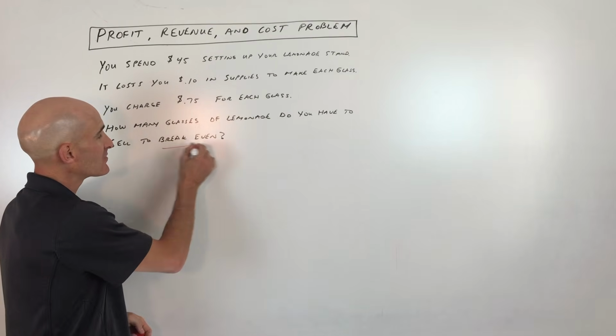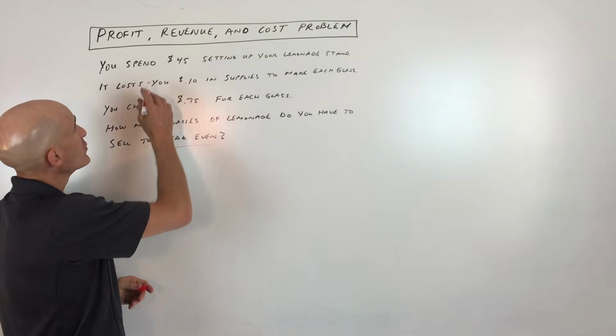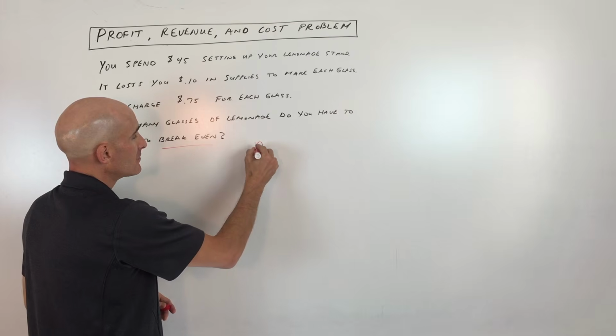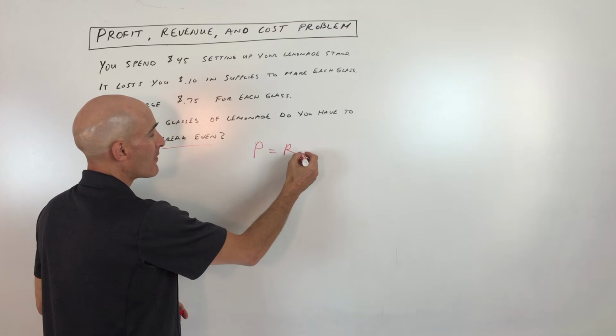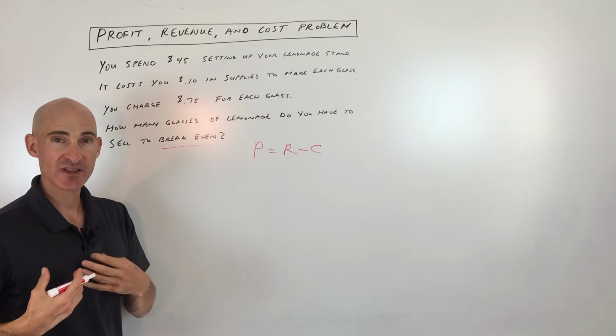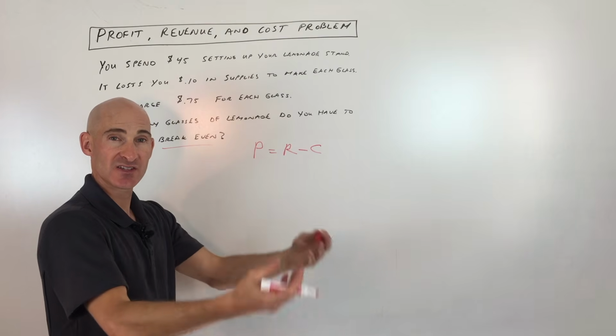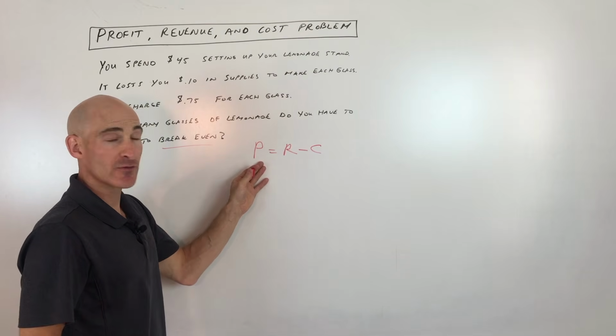So there's this concept here of breaking even. Let's talk about that for a minute. When you look at these variables, you've got profit, which equals the revenue, how much you take in, minus the cost. So revenue is what you take in, the amount of money you earn, minus what you spend to buy supplies and to set up your stand and so forth, and you're left over with the profit.